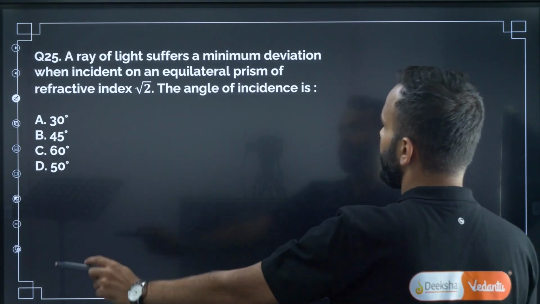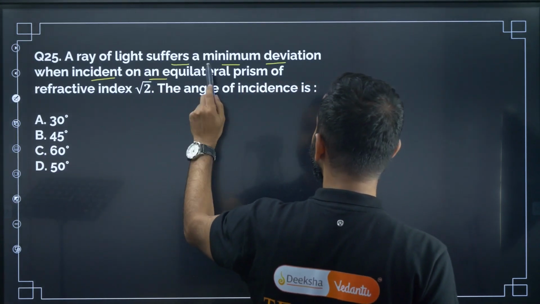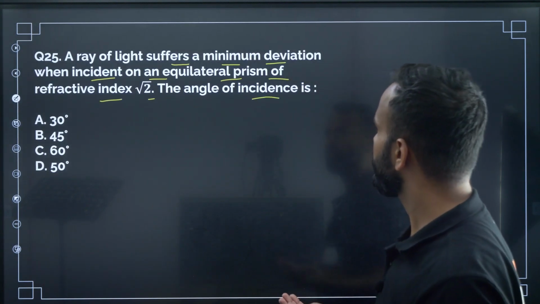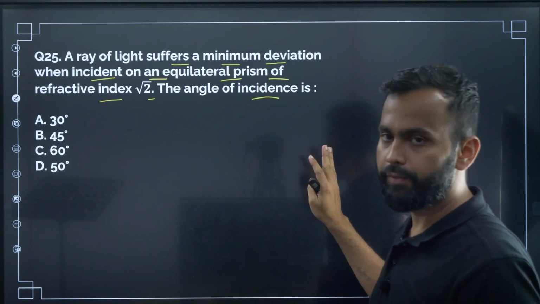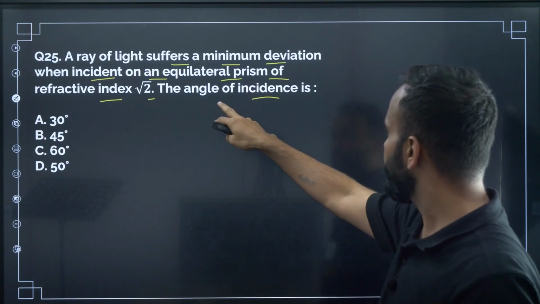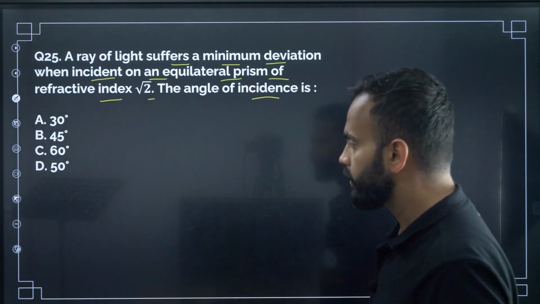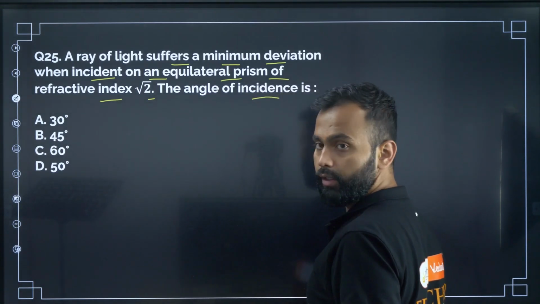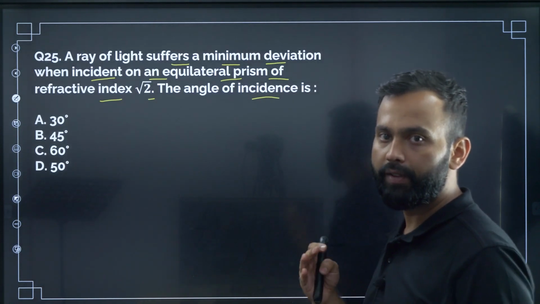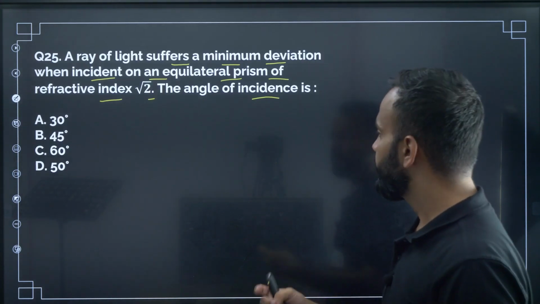Next question, 25. A ray of light suffers a minimum deviation when incident on an equilateral prism of refractive index √2. The angle of incidence is... So it suffers minimum deviation. The refractive index of the prism is given, and we know the angle of the prism is 60 degree because the given prism is equilateral. We need to find the angle of incidence. So let us first find the angle of minimum deviation, from the relationship between angle of minimum deviation, angle of incidence, angle of emergence and angle of prism.